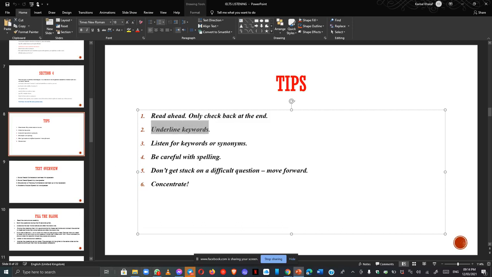Underline the key words, the most important words in the audio file. Listen for key words or synonyms. You will not hear the same words. Don't forget, for any spelling mistake, no mark. Even if you have a capitalization mistake, again, no mark. Don't get stuck on a difficult question. I mean, if you face difficulty in number 1, 2, or whatever, move on. Don't stop. Why? Because 100% you will lose track of the whole audio file.